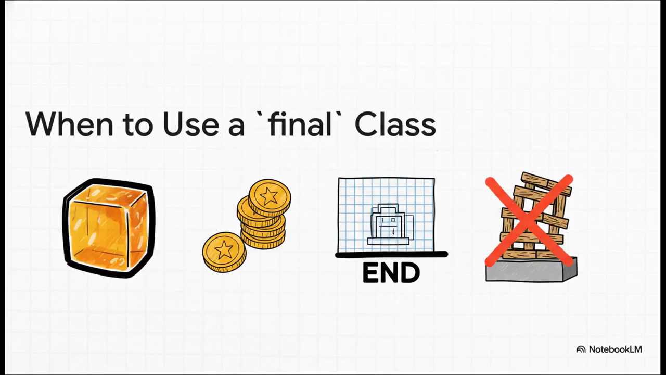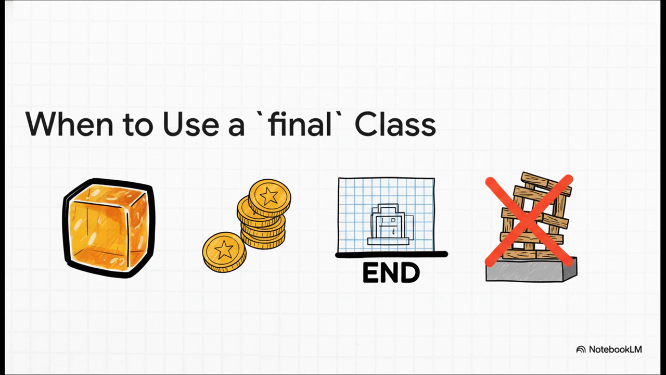This is where you really see the strategic side of using final. I mean, the most famous example in all of Java is the String class. It's immutable, right? Its value can't be changed after it's created. And a huge reason that guarantee holds is because the String class is final. Nobody can extend it and mess with its behavior.